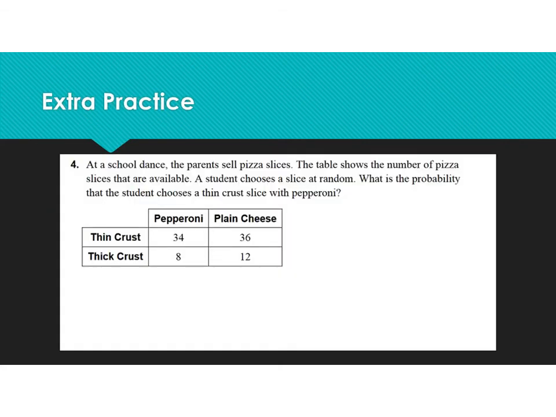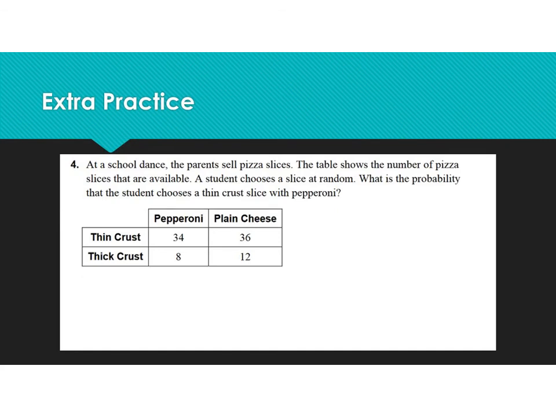Let's look at number 4 under extra practice. It says at a school dance, the parents sell pizza slices. The table shows the number of pizza slices that are available. A student chooses a slice at random. What's the probability the student chooses thin crust pepperoni? So probability is favorable over total, so you're going to have to know total. How many pieces of pizza do we have?